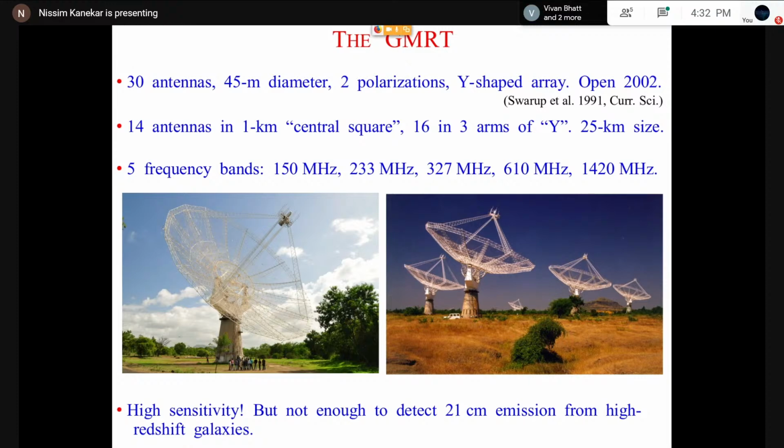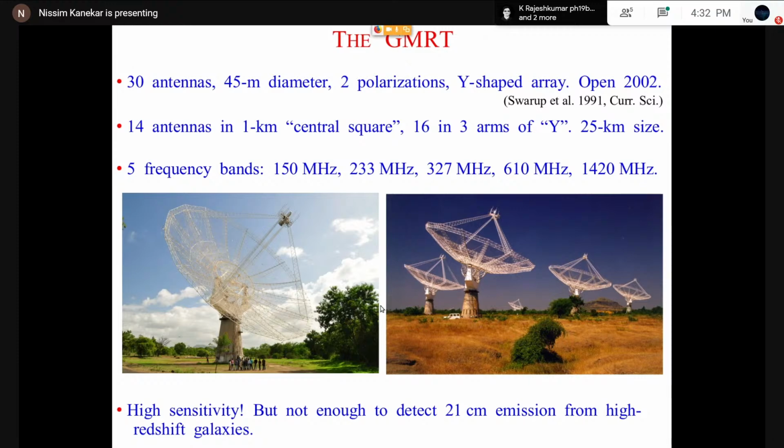As I said, it's got 5 frequency bands: 150 megahertz, 233 megahertz, 327 megahertz, 610 megahertz, and 1420 megahertz. The 610 megahertz band is the important one for the rest of this talk, and that corresponds to a redshift of about 1.4 for the 21 centimeter line. 327 megahertz is a redshift of 3.4 for the 21 centimeter line.